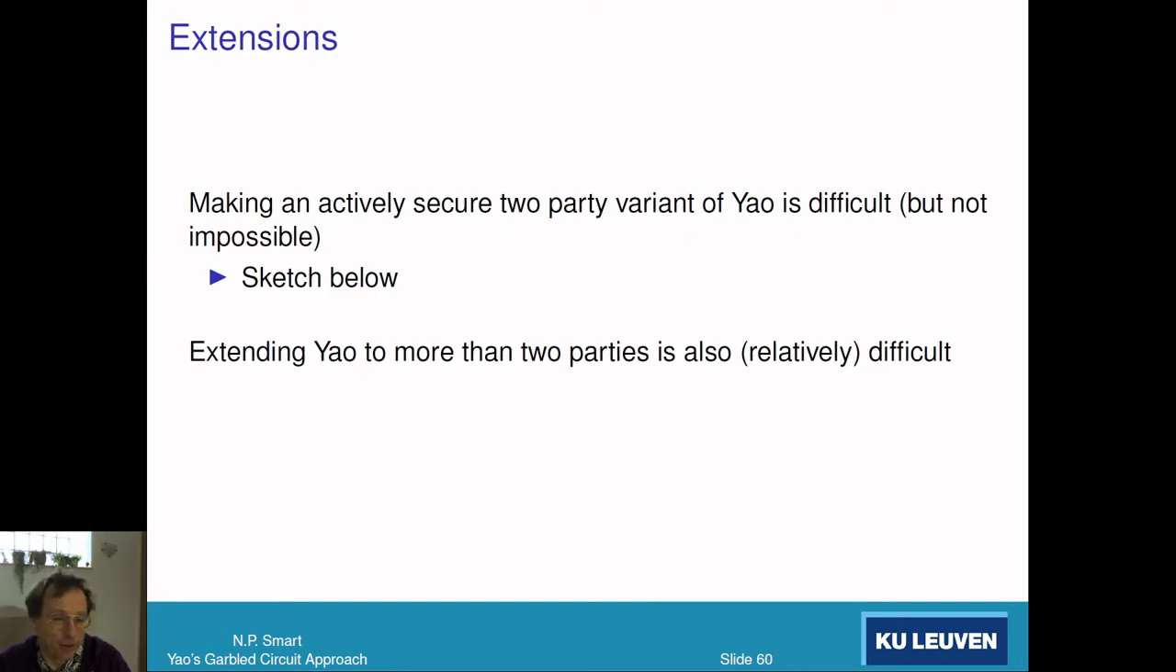Now, okay, this is difficult. We're only going to give a sketch. Also, extending YAO in an actively secure way for more than two parties, where you want to secure against a dishonest majority, not the 1 out of 3 case we just did, is also difficult, but this is where we're just going to give a sketch for the two-party case.